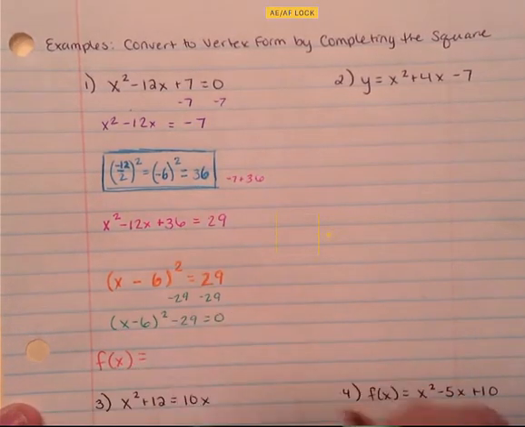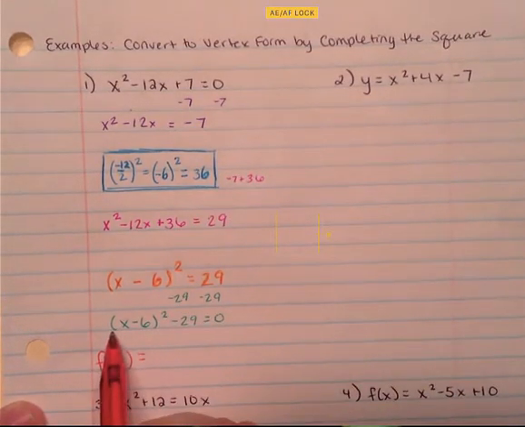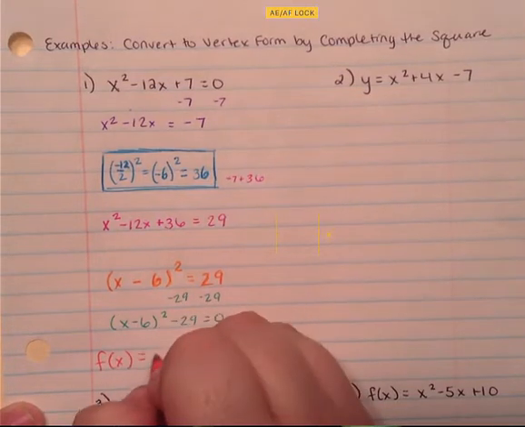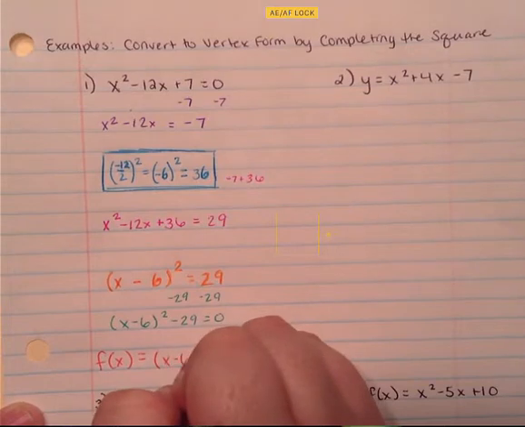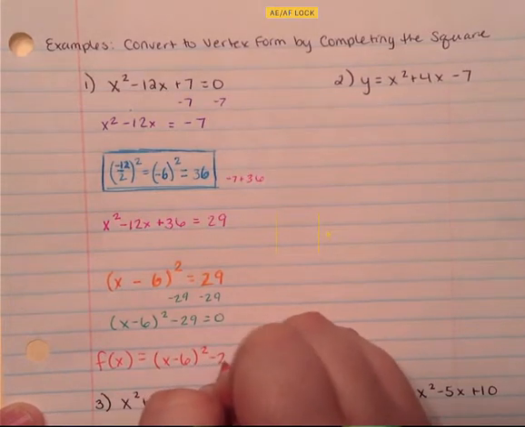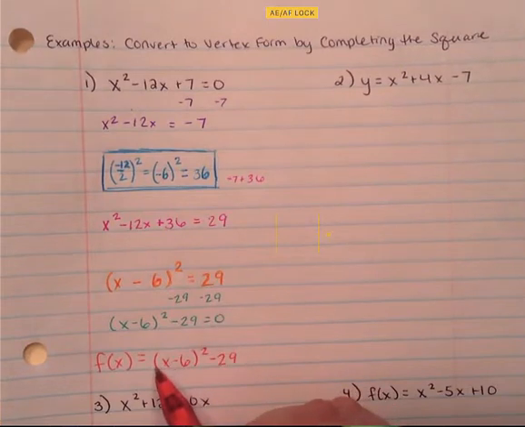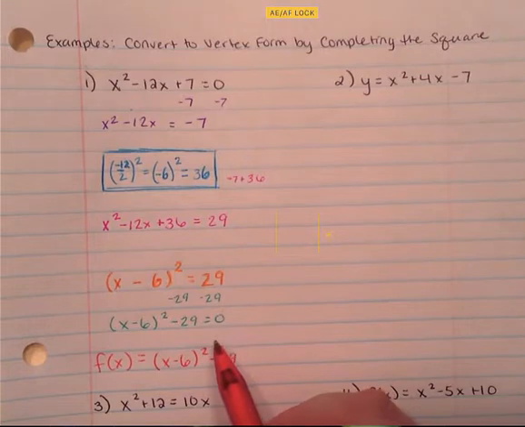f of x equals. I'm just going to rewrite all of the part for the vertex form back into this. So it's going to be (x - 6)² - 29. I drop off the equal 0 because I already have an equation. I already have the equal sign to make it an equation. So it will no longer be equal to 0.